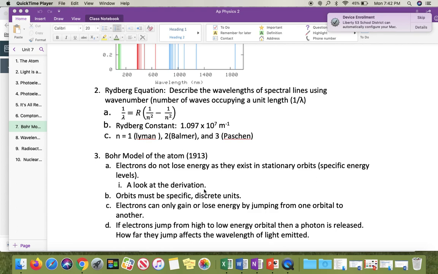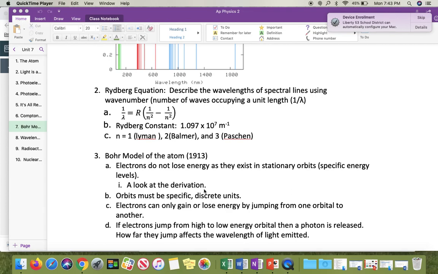So the Bohr model of the atom was basically created around the fact that electrons do not lose energy as they exist in stationary orbits. Okay, remember, when we were talking about Rutherford's planetary model before, that was one of the big problems with his model of the atom, that electrons should continuously lose energy, which means they should basically crash and burn towards the nucleus. Okay, we know that does not happen. So Bohr came along and solved for the fact that electrons don't lose energy as they exist in their stationary orbits, and there are specific energy levels associated with that.